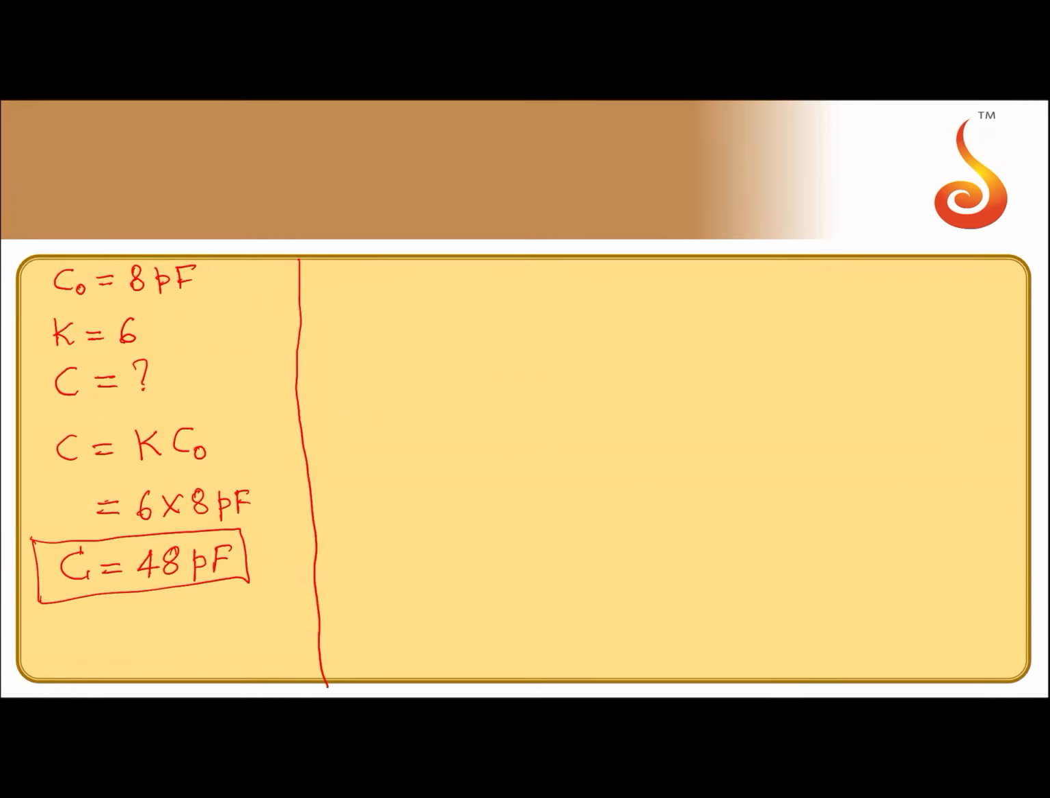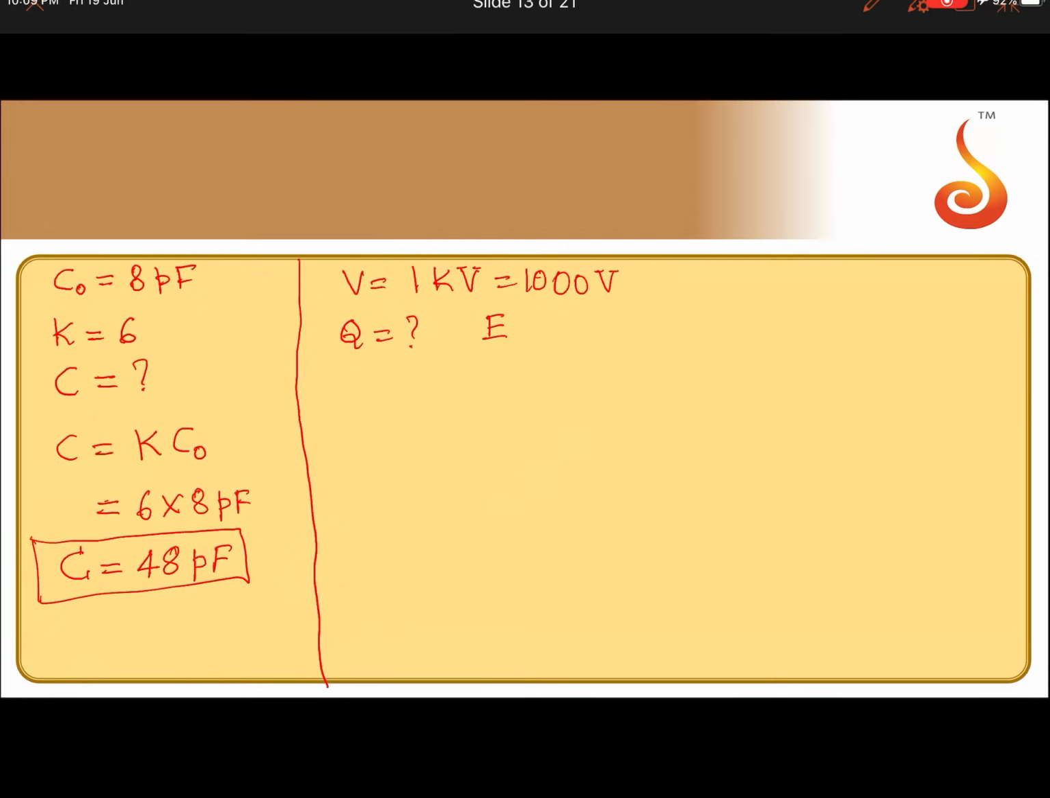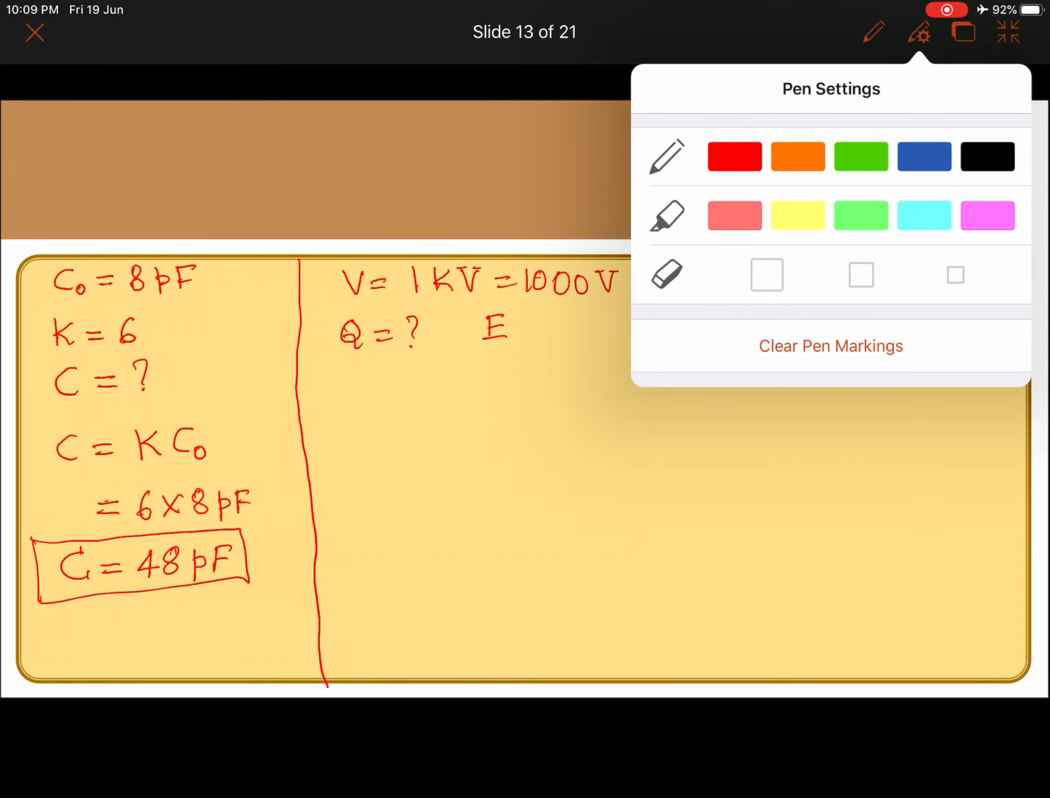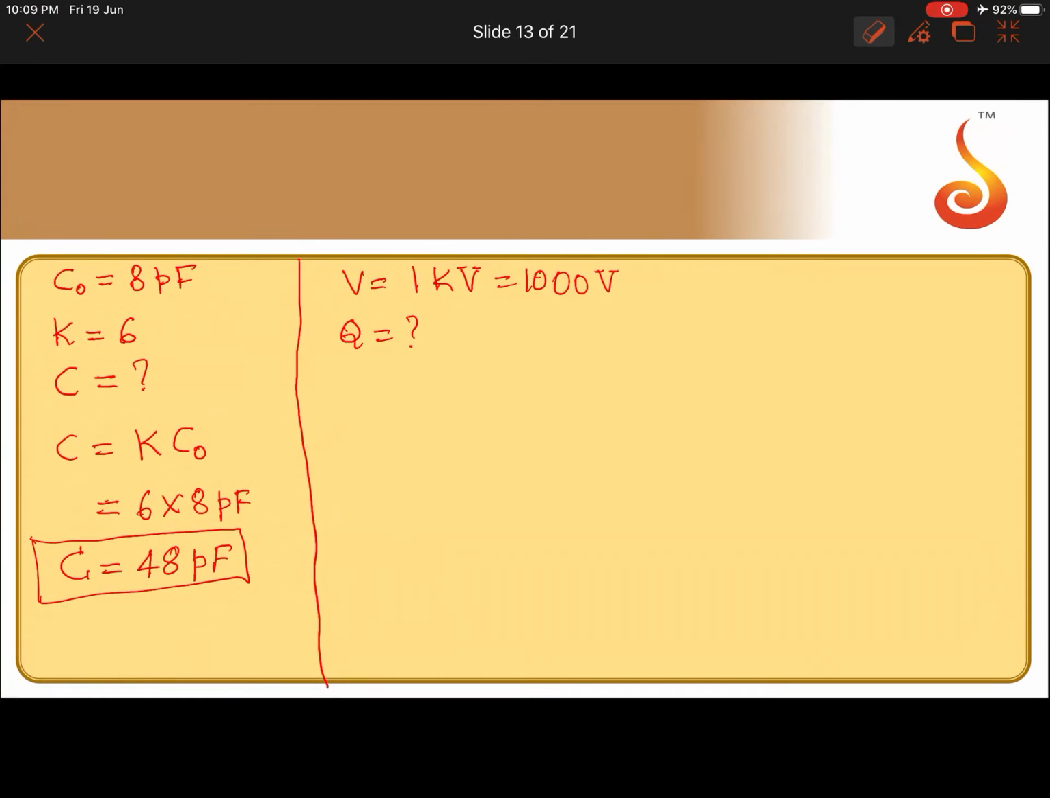Now, this capacitor is connected to 1 kilovolt source. 1 kilovolt means 1000 volt. Now, you need to calculate charge stored in the capacitor and potential energy stored in the capacitor. So, potential energy we denote it by U. So, we need to calculate energy stored in the capacitor.